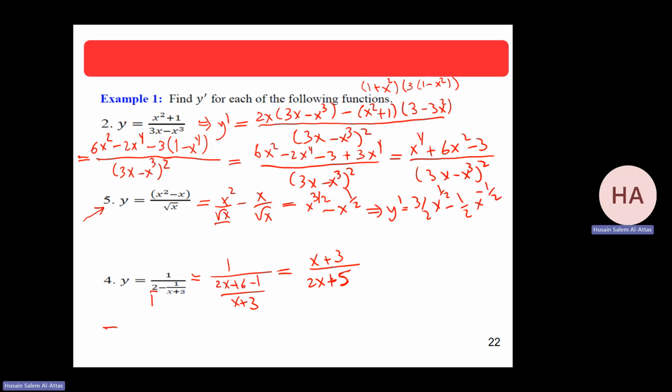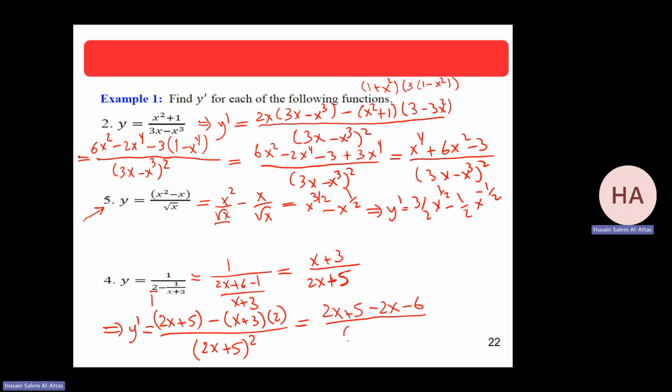To find the derivative, we'll do the quotient rule. The derivative of the numerator is 1, times the denominator, minus the numerator times the derivative of the denominator, which is 2, over 2x plus 5 all squared. That gives me 2x plus 5 minus 2x minus 6 over this one.